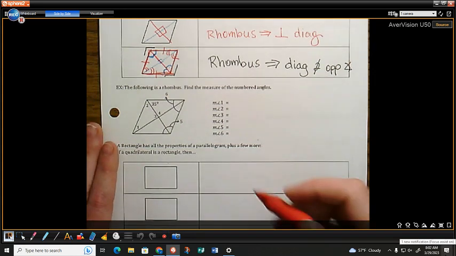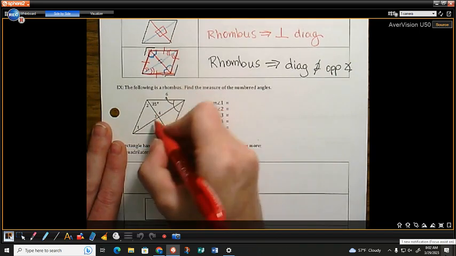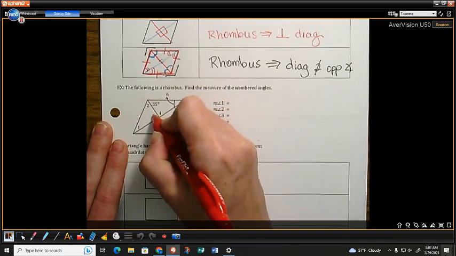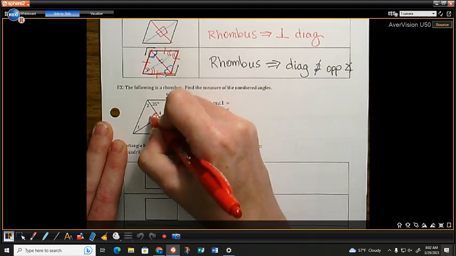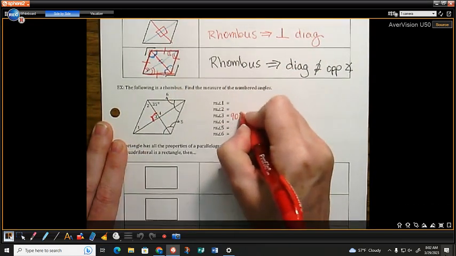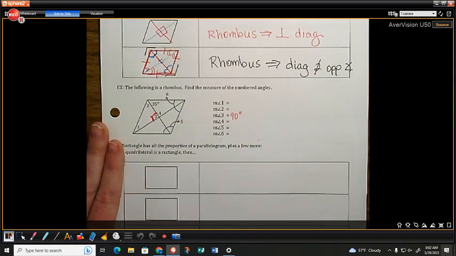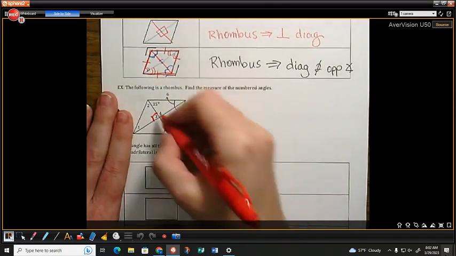Yes, what did you find? 3 is 90. How do you know it's 90? The diagonals are perpendicular, which makes it be 90 degrees. Okay, we've got that one. Yes, you have one? 4 is 90. Why is 4 90?